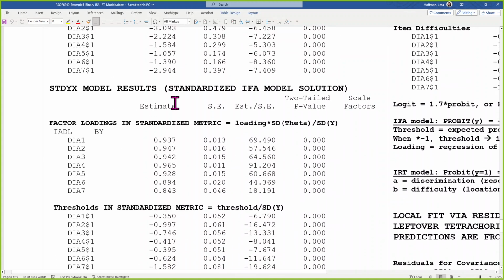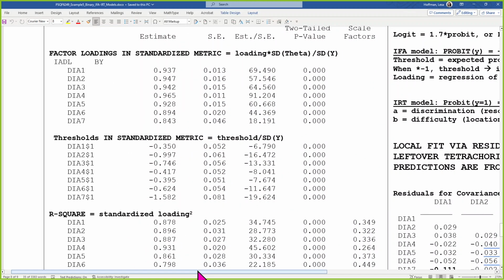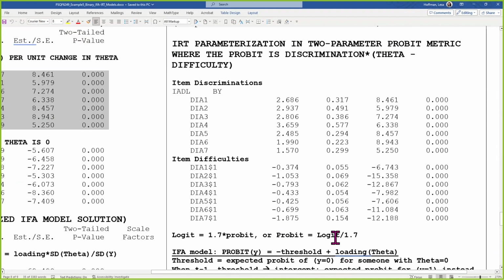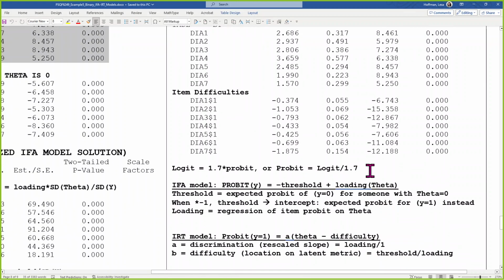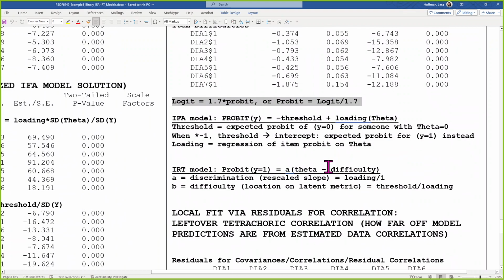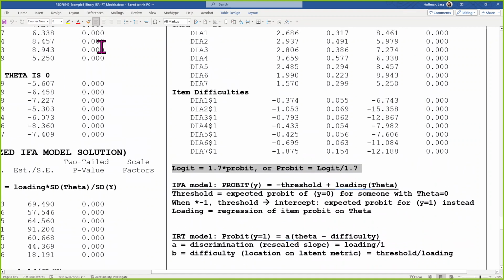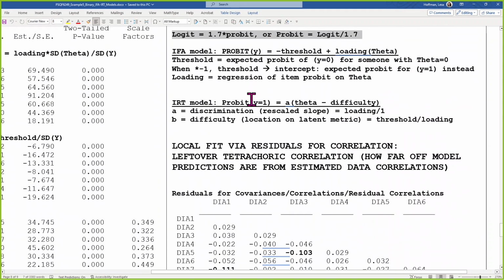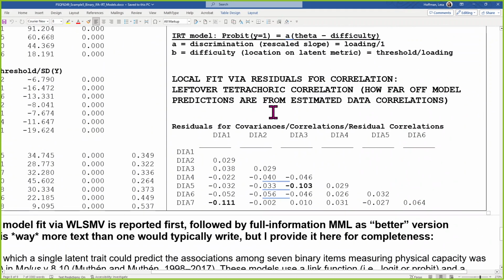We get unstandardized results, standardized results. We get the IRT parameterization in ogive. So this is the probit version, which I have reminded you down here. Same issue in terms of any one of these solutions can create the same predicted probabilities. So they're all doing the same thing. But here's the glorious part.